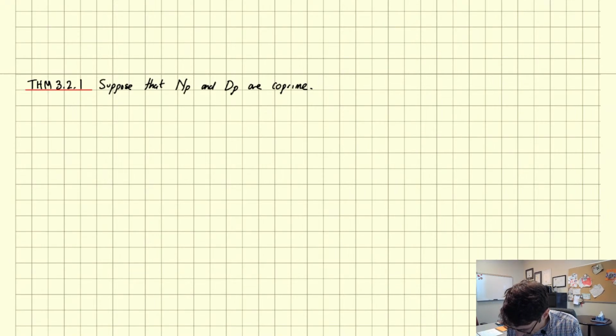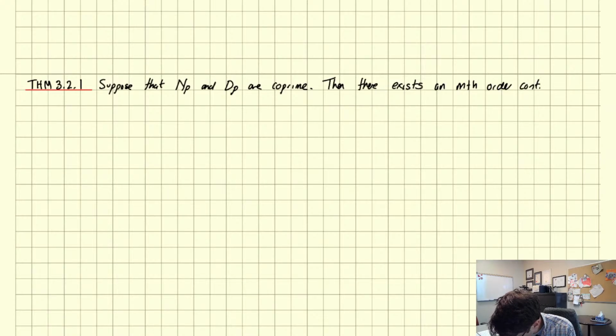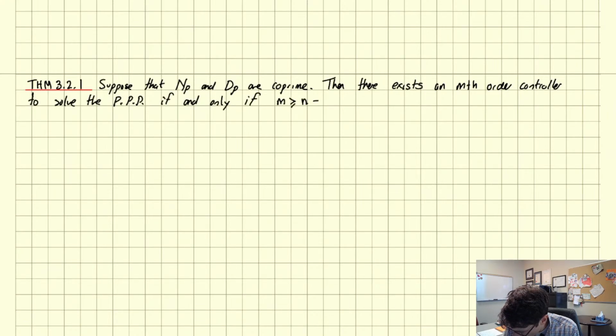Okay, then there exists an mth order controller to solve the pole placement problem if and only if the controller has sufficiently high order.